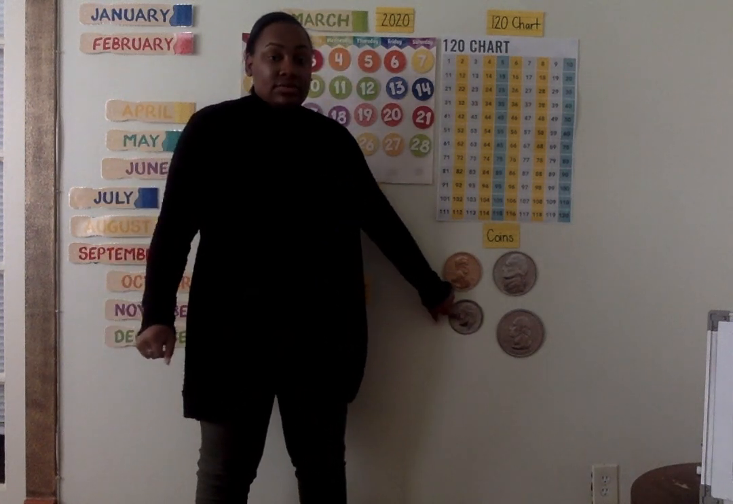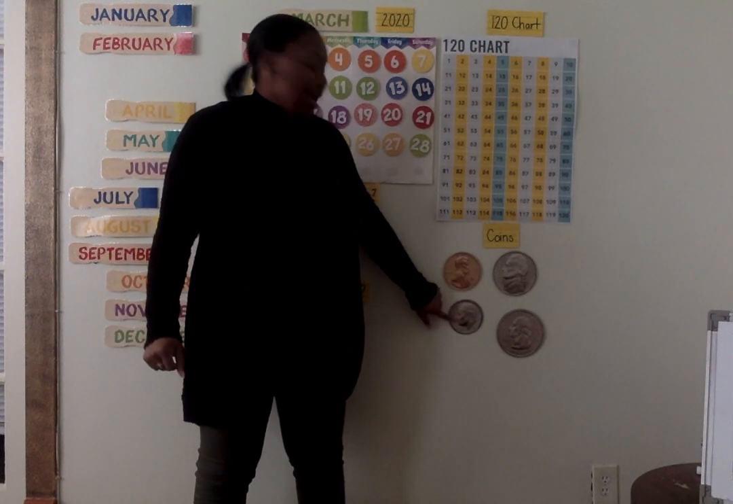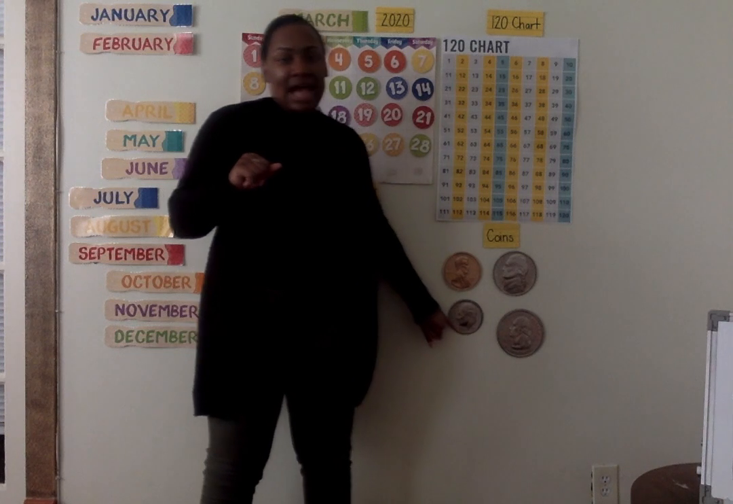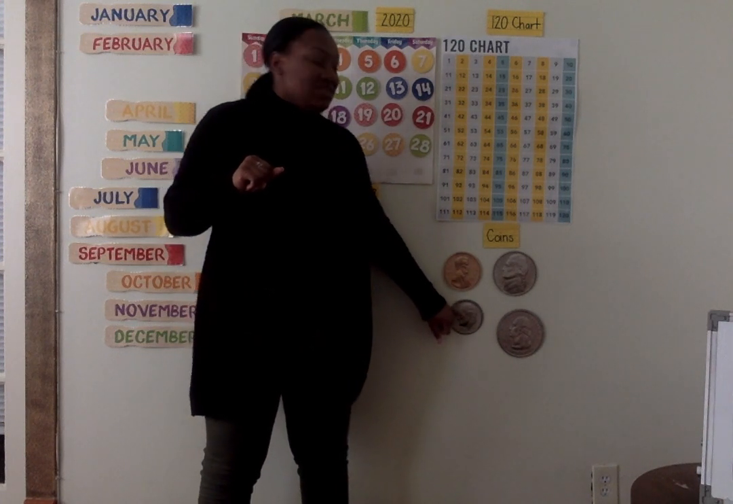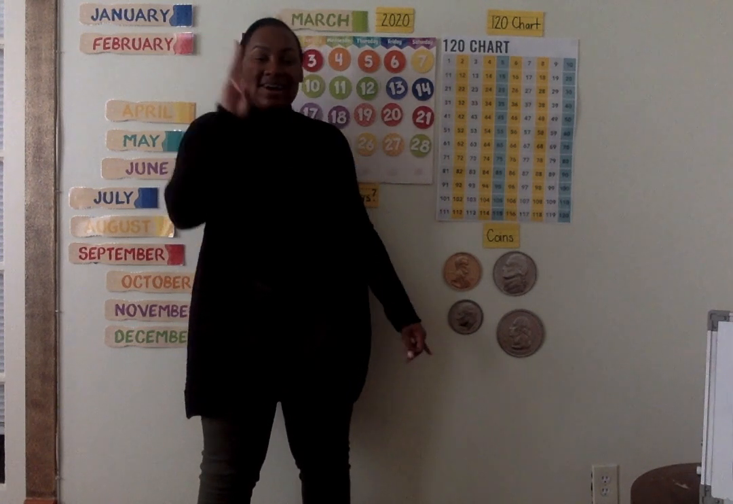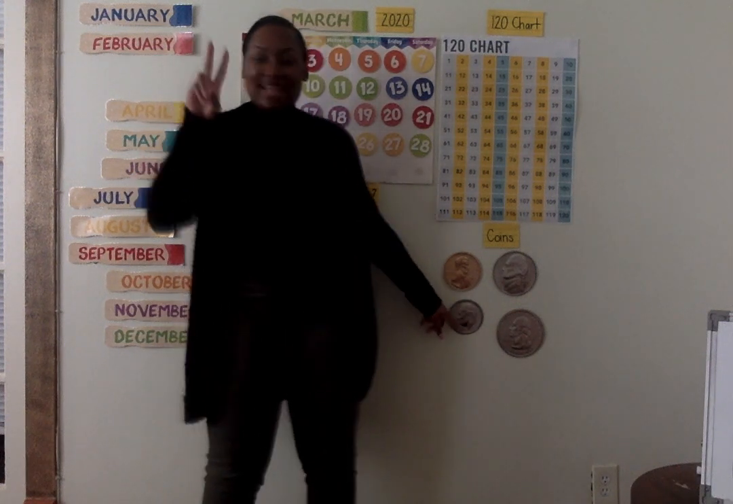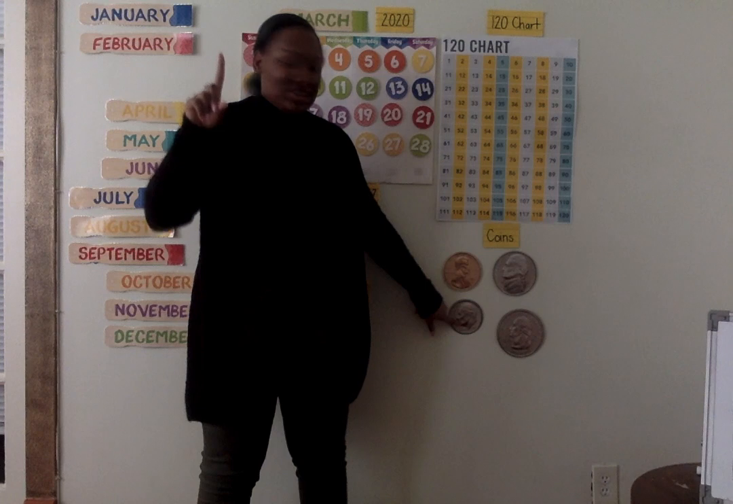This is called a dime. How much is it worth? It's worth 10 cents. But how do you know it's a dime? You know it's a dime because it has a straight line. On the dime, I see a straight line.